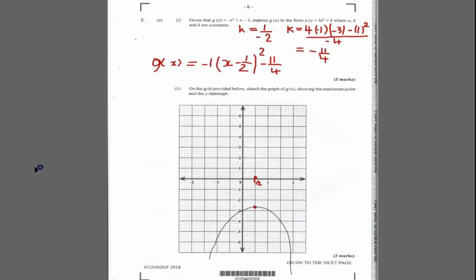Next thing it asks is, whoa, we don't even want anything else. Just want to sketch the graph. So that's the graph of g of x. It has no roots, it just has the maximum point. It says showing the maximum point and the y-axis intercept. So the y-axis intercept is shown, which is negative 3, and the maximum point is right here.